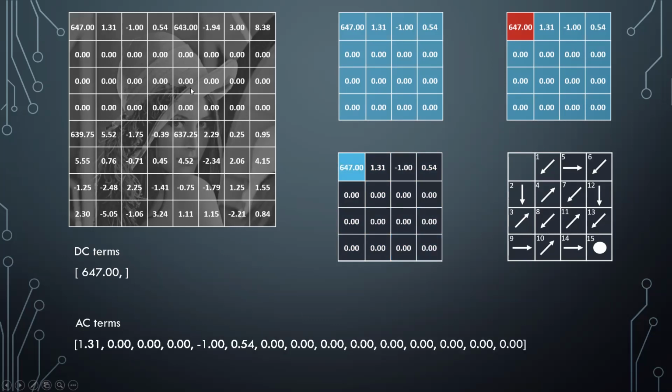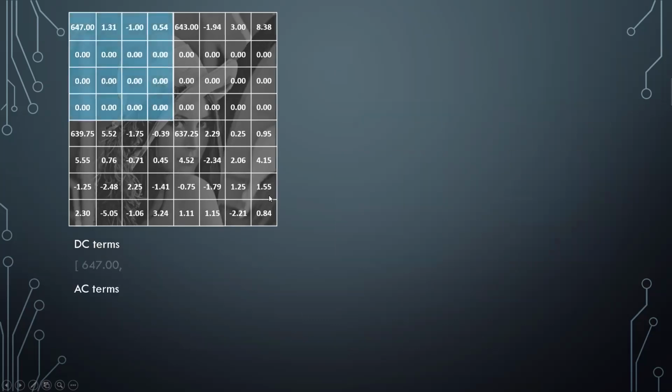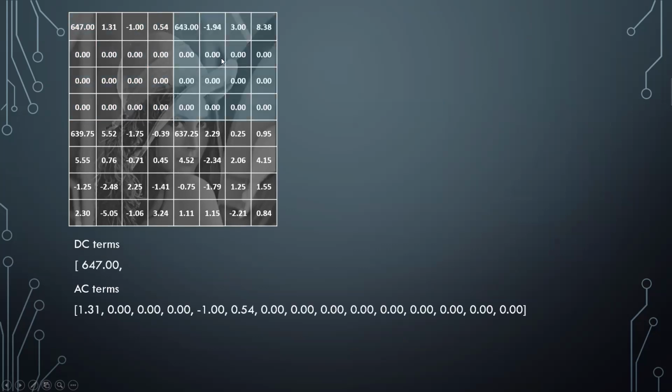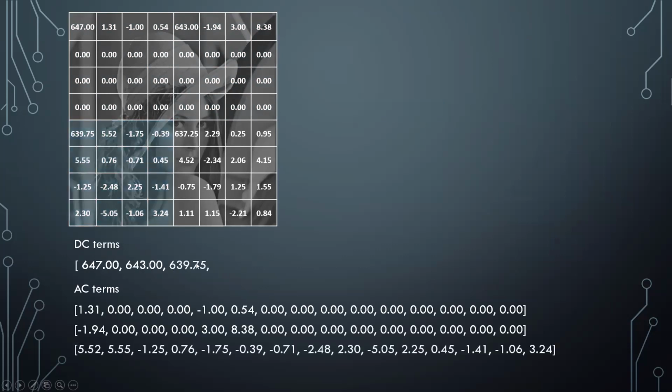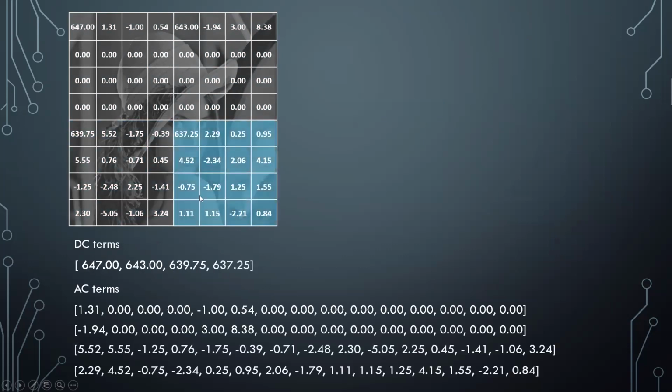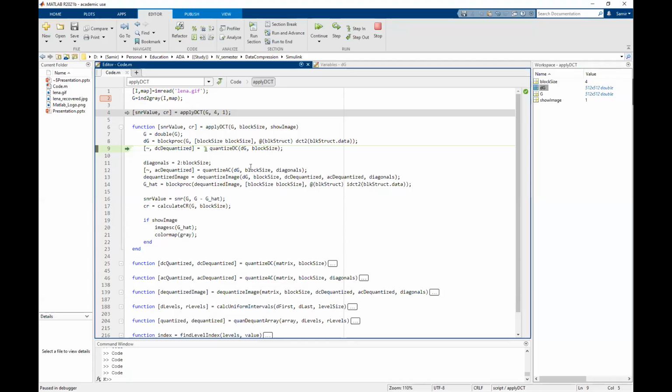We have to do it for each block, so we go block by block and apply the same idea. The first element goes to the DC terms array, and the rest go to the AC terms array. At the end, we will have 1 by 4 DC terms and 4 by 4 AC terms. And that's exactly what we're going to do here.